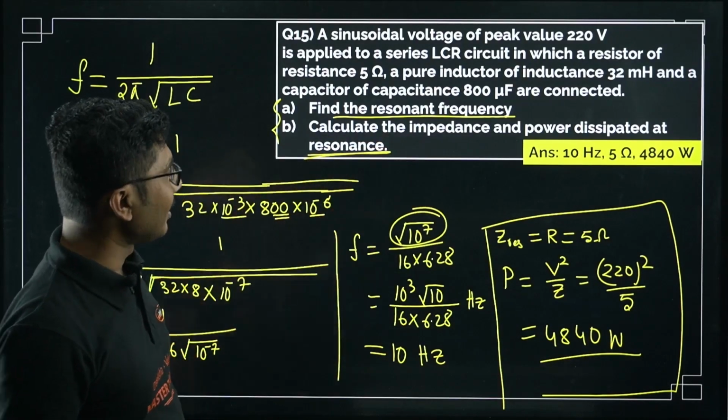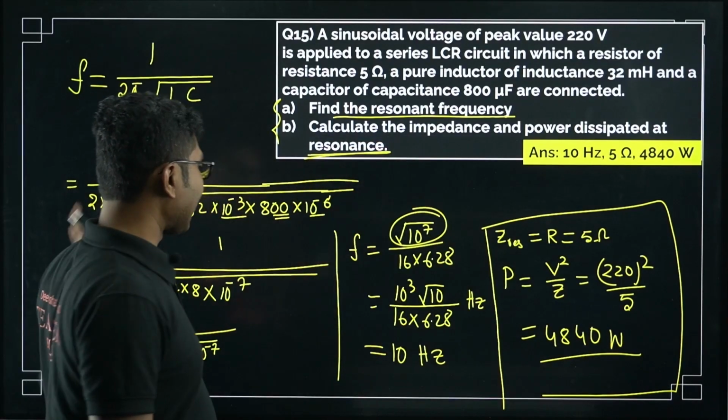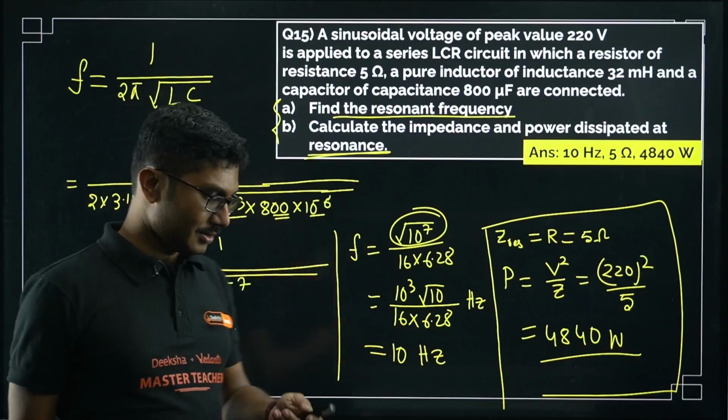Impedance and power 2 marks, and calculating the frequency you get 3 marks.